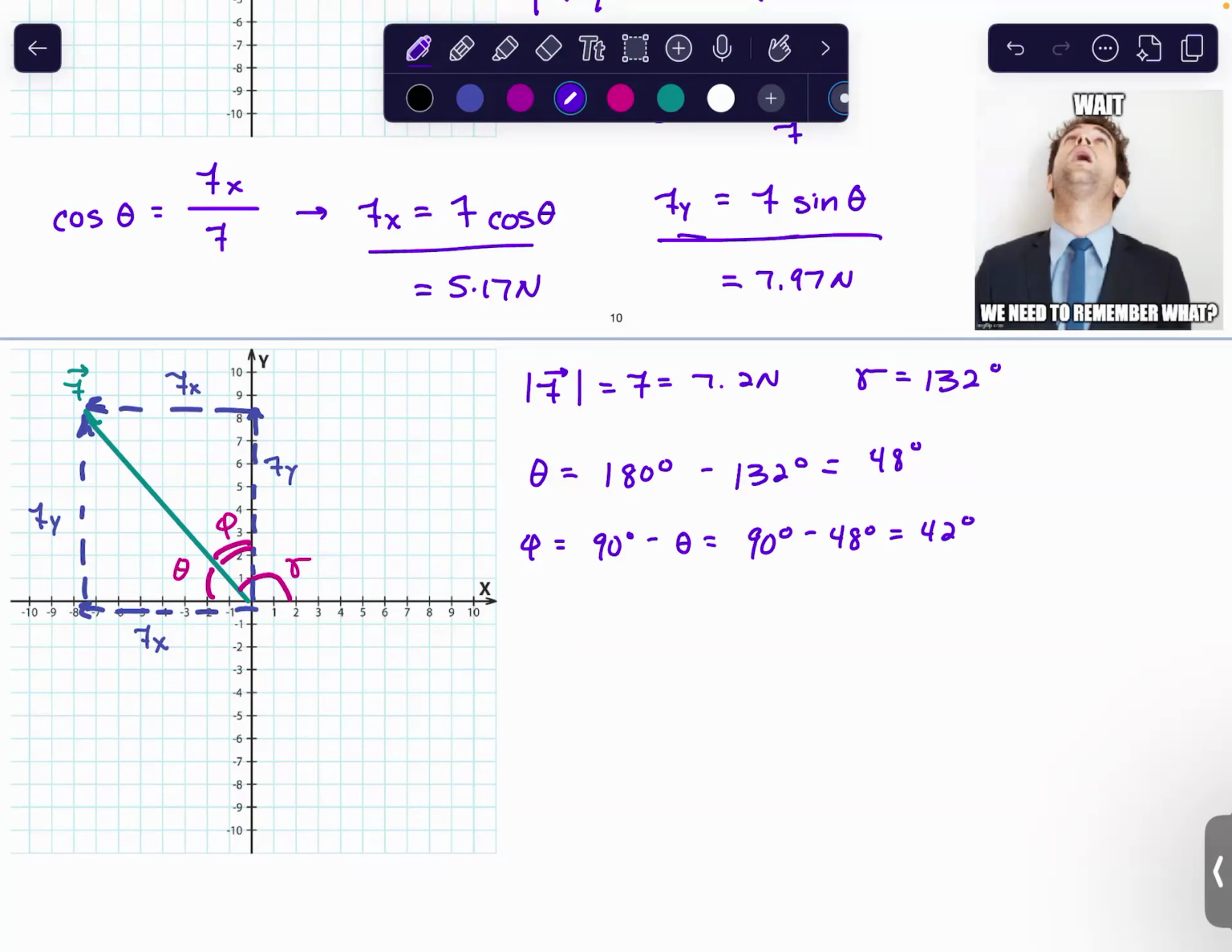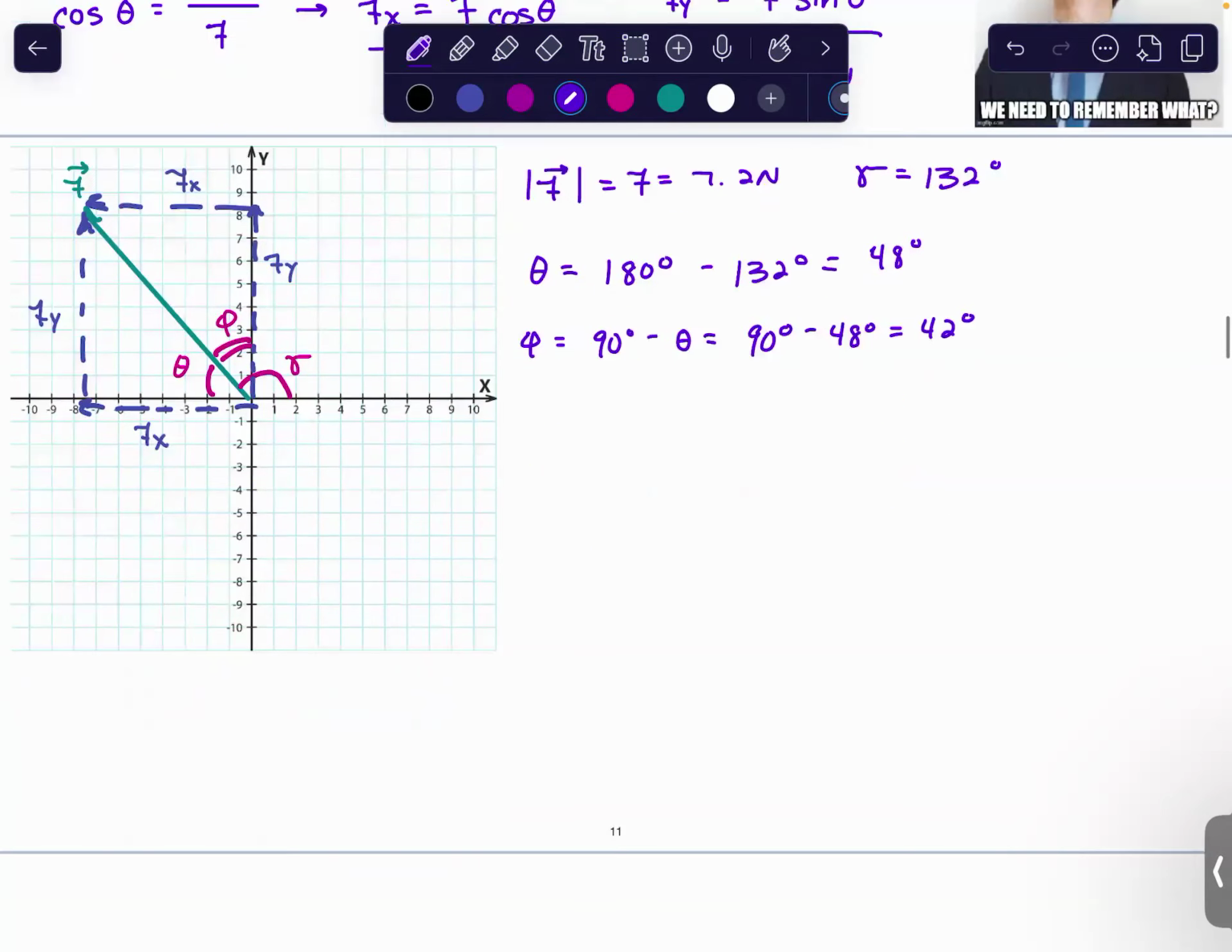Okay, so let's just start by working with theta. We're going to find the components based on that. So which component is opposite? Which one's adjacent? Sine is opposite. Well, sine is opposite, but which component? The y. So y is opposite, so it's going to get the sine function. The x component's adjacent, so it's going to get the cosine function.